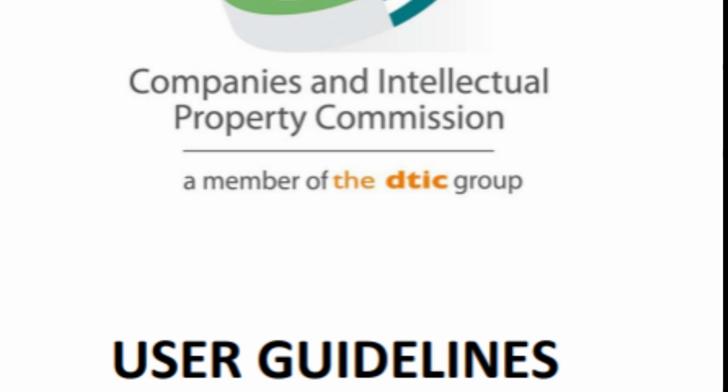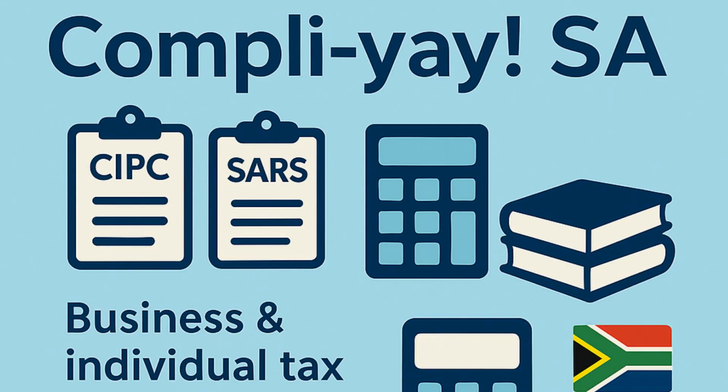Welcome to your step-by-step guide on filing beneficial ownership information with CIPC. Launched in April 2023, this register enhances transparency and combats financial crimes. If your company has individuals owning or controlling over 5% of shares, this filing is mandatory.